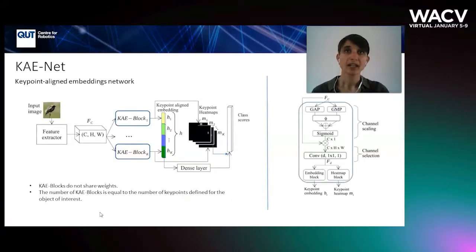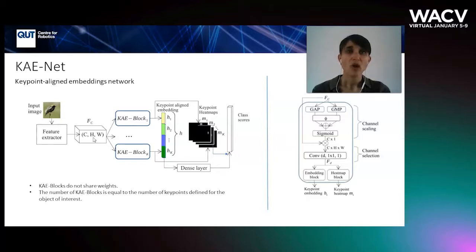Our keypoint-aligned embeddings model, KNet, explicitly learns subvectors representing each key point in a multitask fashion, guided by the auxiliary task of key point reconstruction. Multitask learning allows us to jointly optimize both localization of key points and learning discriminative image embeddings. The backbone of KNet is a convolutional neural network that outputs a feature map. We use ResNet50 in our experiments.